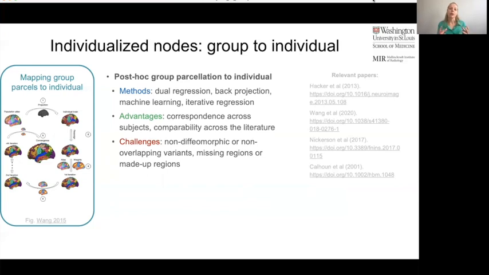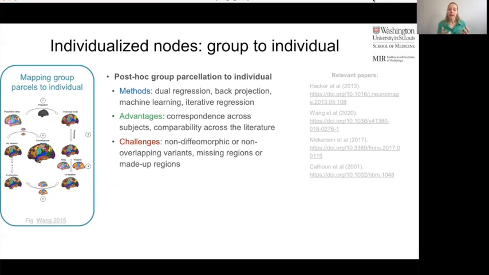The next category of methods that have been developed to identify individualized node boundaries is to essentially do a post hoc mapping of a group-defined parcellation to kind of redefine each of the nodes based on each individual's data. And there's a number of different methods that fall within this category. Dual regression and back projection are options for independent components analysis defined nodes. But there's also options for machine learning and iterative regression.